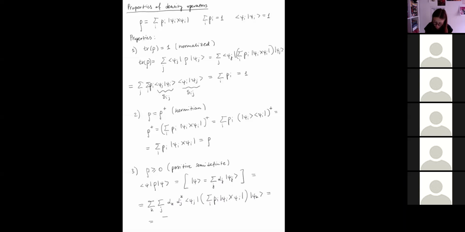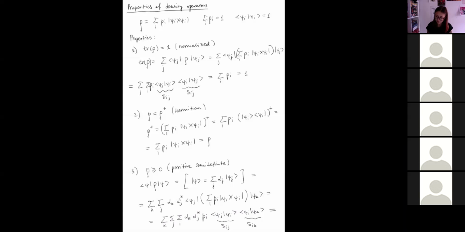Okay, so let us take out all the sums and also all the numbers, which are alpha k, alpha j, conjugate pi. What we're left with is psi j, psi i, and psi i, psi k. This is delta ij, this is delta ik, which means that both j and k have to be equal to i.